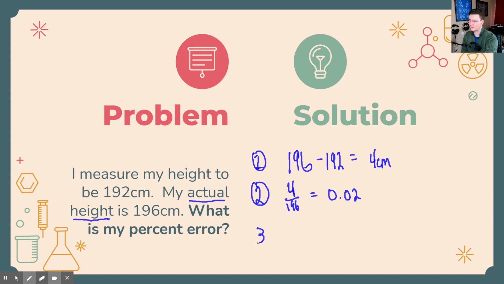And step number 3. All right, so now I need to take that decimal and I need to convert it into a percentage. So I'm going to take 0.02 and I'm going to multiply by 100. And I should get an error of 2%. That should be my error, which means I was 2% off in my answer.